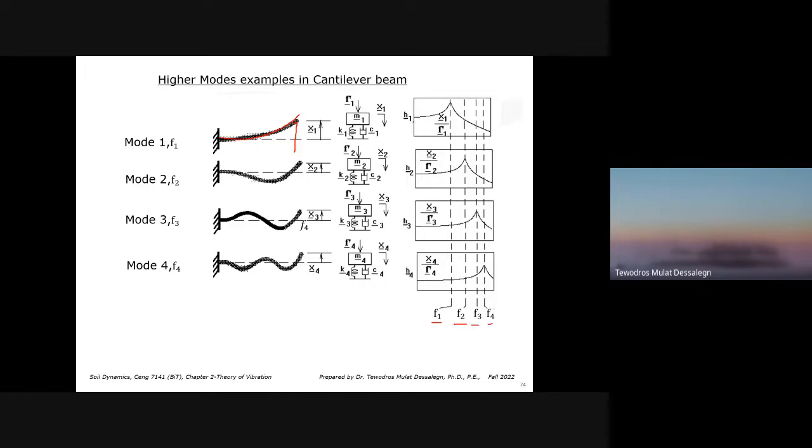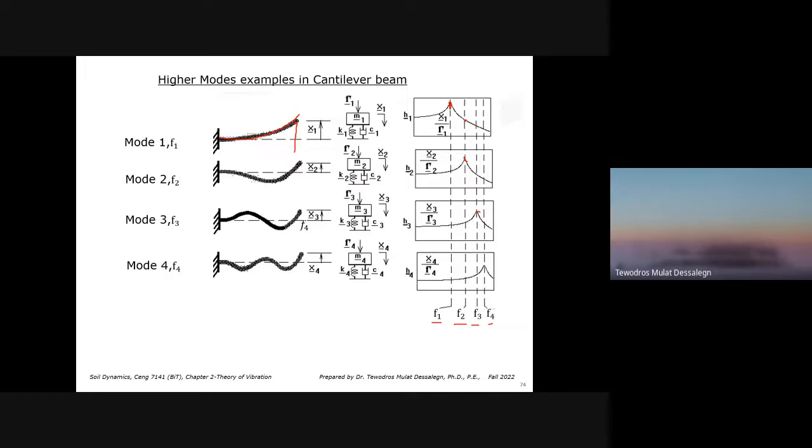If you see an amplitude-frequency plot, you will see where each is occurring. The first mode is occurring here. The second mode is occurring around here. Third mode, fourth mode. These are the peaks. This is just to show you an example.